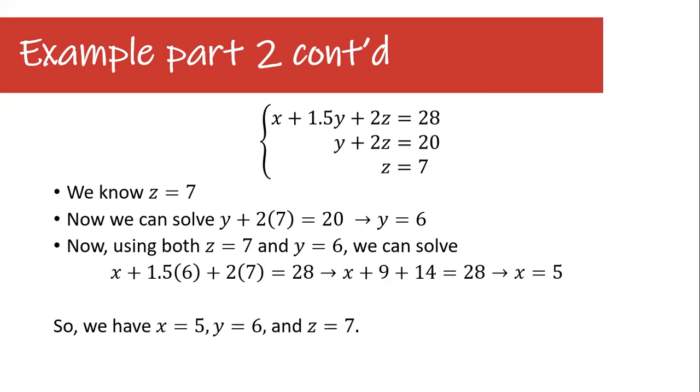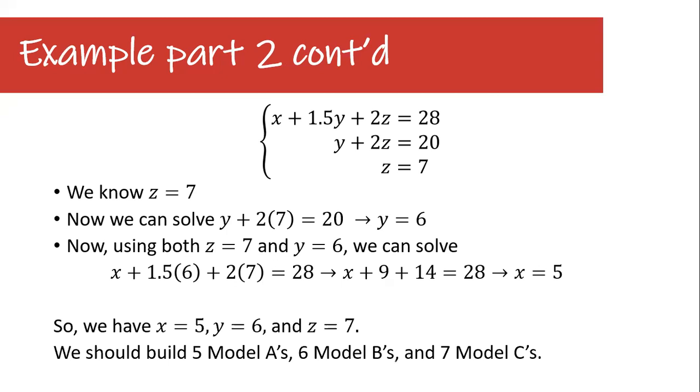At the end of this, we're left with X equals 5, Y equals 6, and Z equals 7. Now remember that X is the number of model A's that we should build, Y is the model B's, and Z is the model C's. So we know that we should build 5 model A's, 6 model B's, and 7 model C's to maximize our labor. Again, I encourage you to take a few moments and make sure that you can replicate this, especially once you're given that row echelon form above.